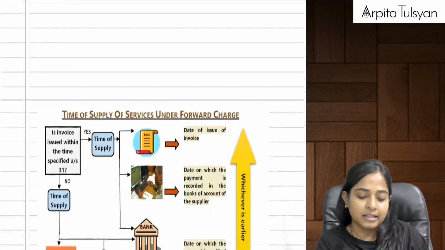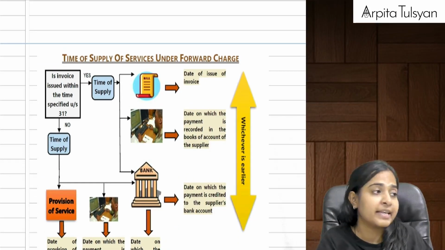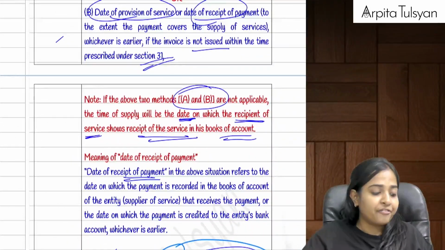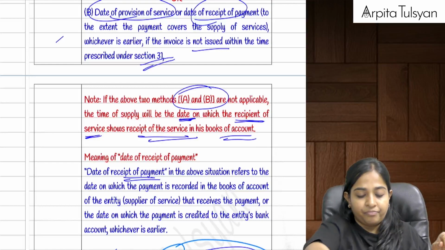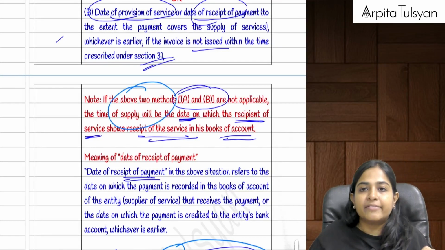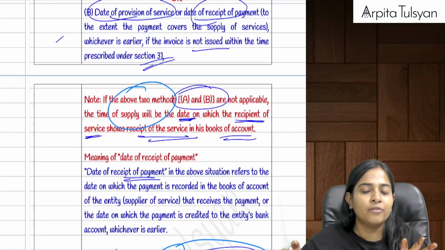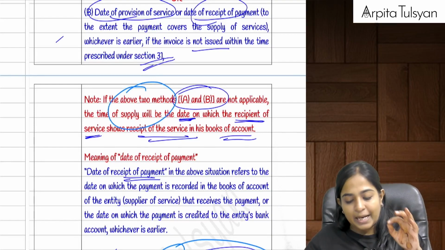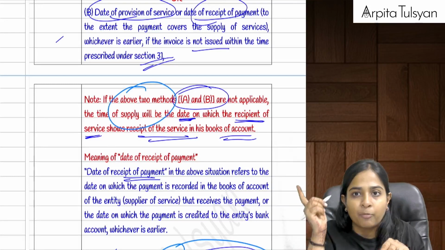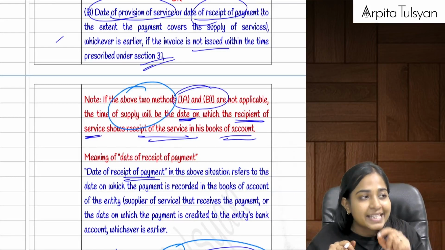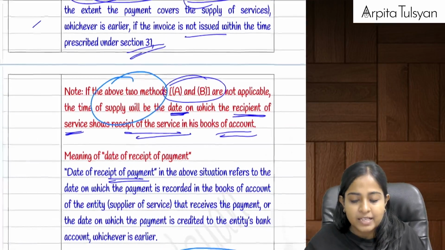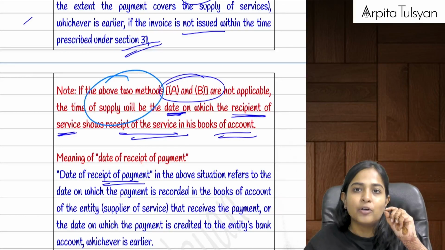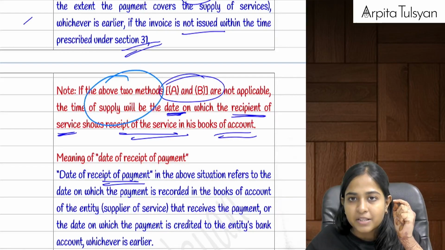Then after that, this was section 13, subsection 2. One more thing to be done here is, if the above two methods, that is invoice issued on time or invoice not issued on time, are not applicable, if it is not possible to find, then the time of supply will be the date, thinking from the recipient's point of view, on which the recipient records or shows the service in his books of accounts. Are you clear with this? Yes, that is only when you are not able to decide the time of supply as per the above provision.